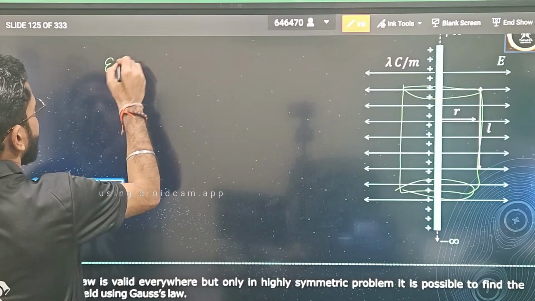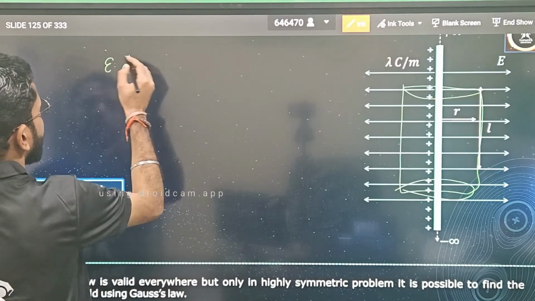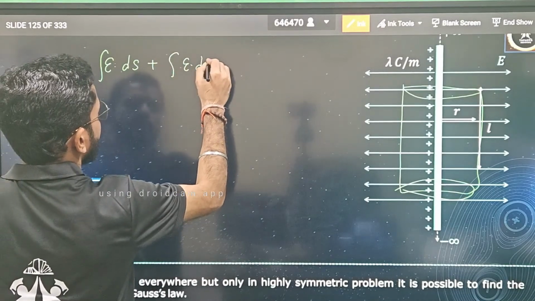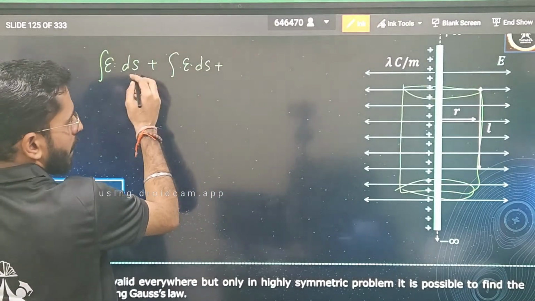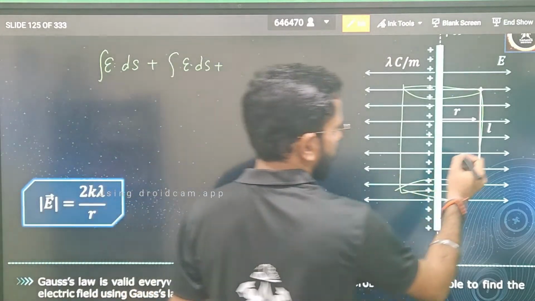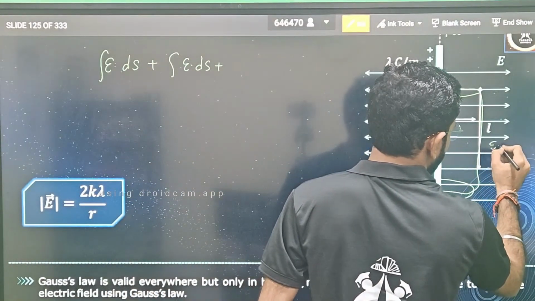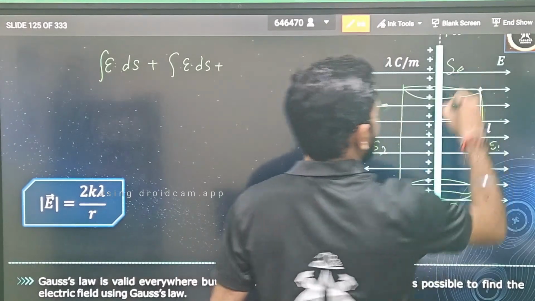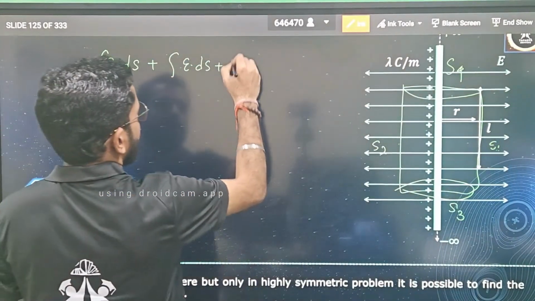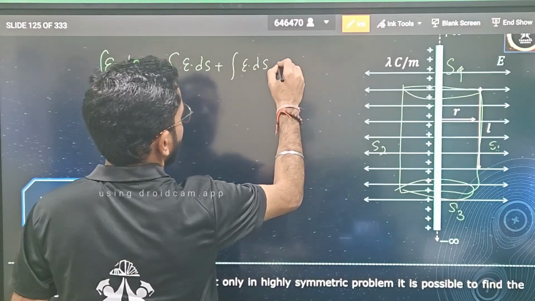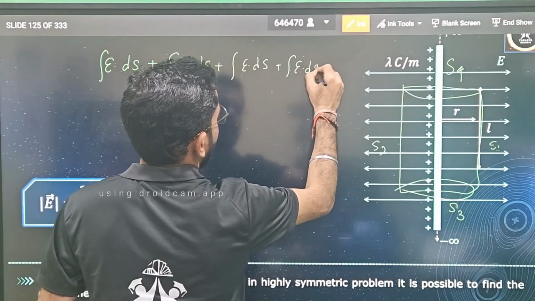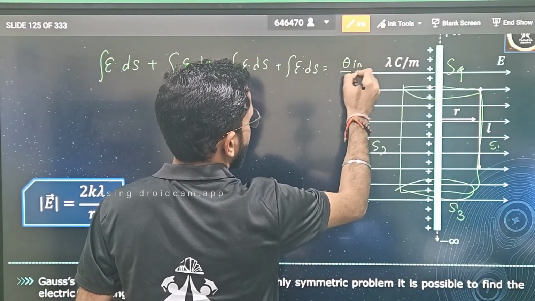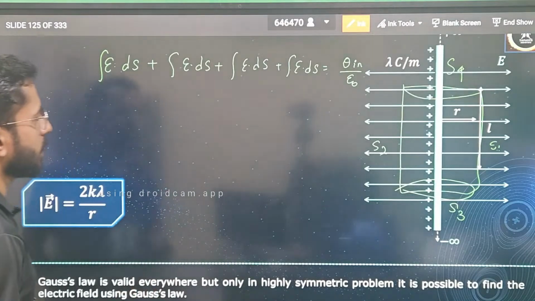I will write integration E dot ds plus integration E dot ds. Let's name these surfaces also. This is due to surface 1, this is due to surface 2, this is due to surface 3, this is due to surface 4, plus integration E dot ds plus integration E dot ds, and after that it will be the net charge present inside divided by epsilon naught. Correct? This is what I can write.